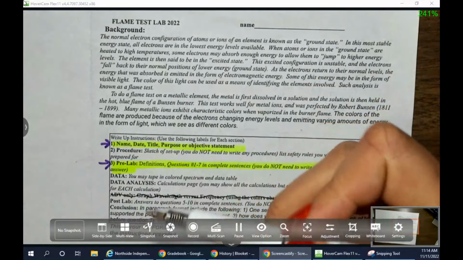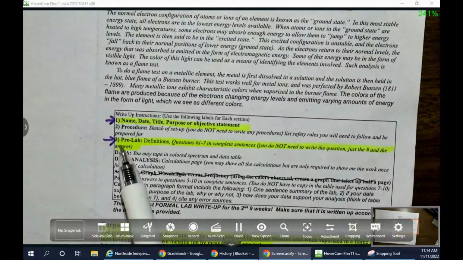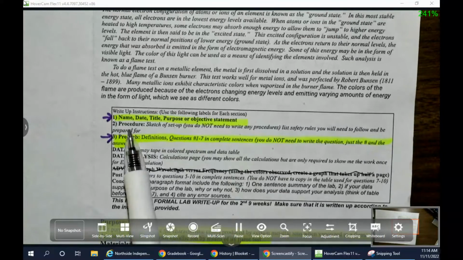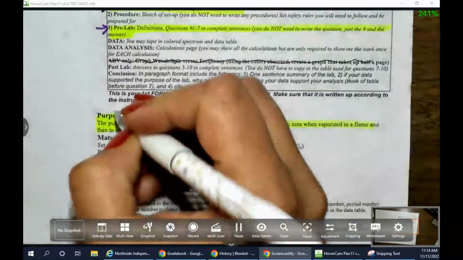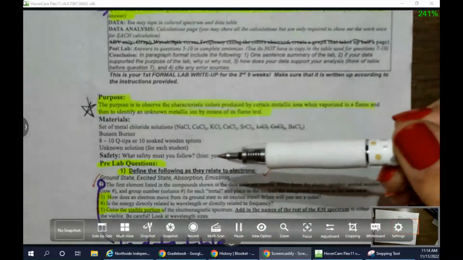Most of you were able to get your stamp for putting your name, date, title, purpose, or objective. If you did not do that and you didn't get a stamp and it's still not done, you need to start with that today for sure. So you should have your name, date, title, purpose, and the objective statement. That's this statement right here. And then your pre-lab, this is the part that you're going to have to add in.